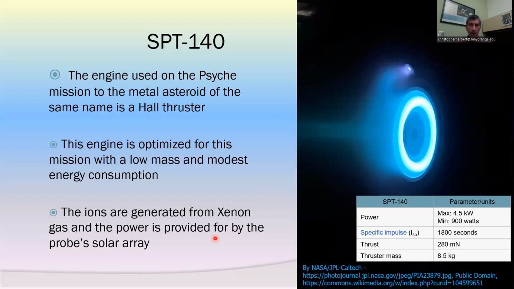We still have to use up fuel. We use xenon in this case. We accelerate xenon ions to very high velocity to produce our momentum. But the nice thing about this is that we don't have to rely on the chemical energy of the xenon. The xenon is really inert in this type of system. We simply take the electricity, accelerate this, and you can see the blue glow from the xenon ions coming off of this.